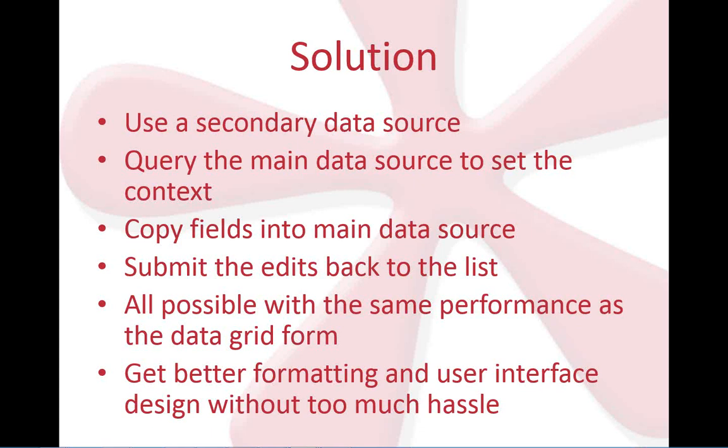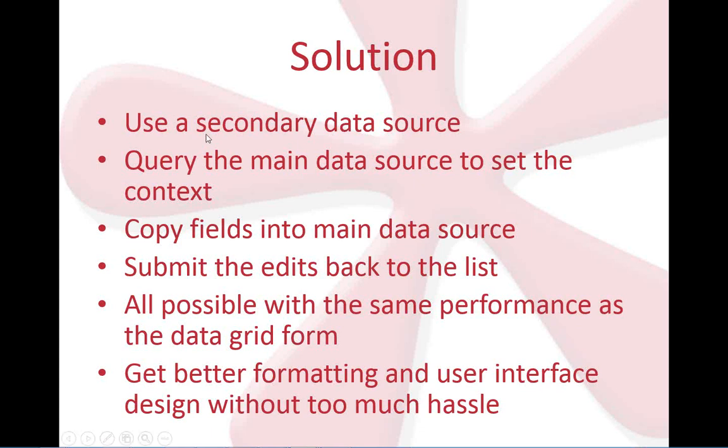What this does is it uses a secondary data source back to the exact same list. So what you do is you pull in all of the list items that you want to edit into that secondary data source. Then what you have to do, and this is specific to list forms, you have to query the main data source in order to set the context. You don't necessarily have to pull anything back in that main data source, but you do have to query it because that's going to be key to what the form does if you try to update the items.